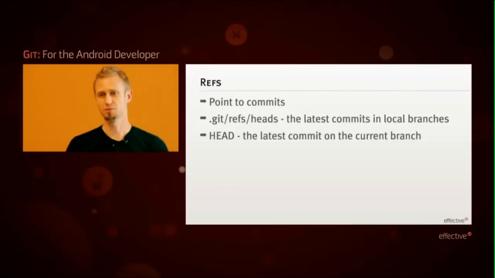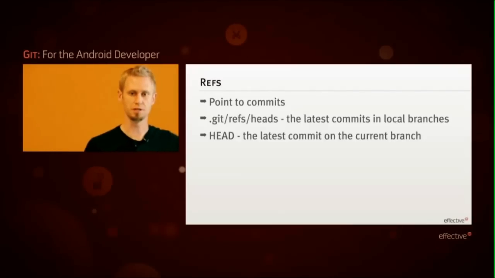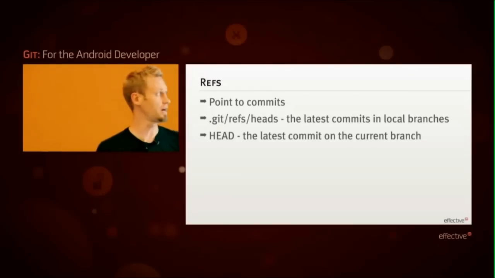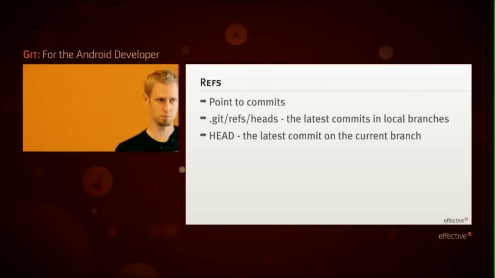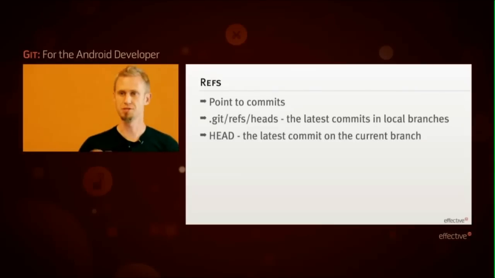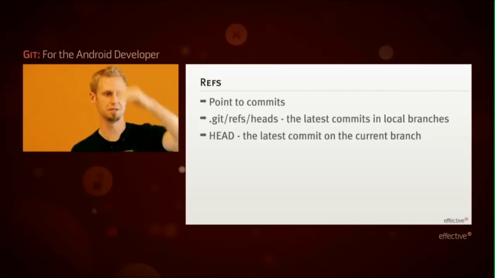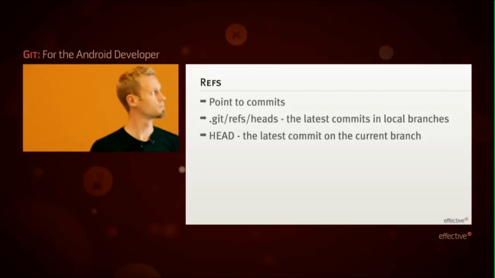Refs are something that I didn't list in my three, but they really are understandable in terms of commits. They're pointers to commits. So you've seen me using this HEAD word all over the place. HEAD is a ref, and a ref points to a commit. HEAD is defined as the most recent commit on the branch that we're currently checked out on. So HEAD will always be the latest commit wherever you are. If you change branches, then it'll be the latest commit on that branch. And those are all stored in .git/refs/heads.